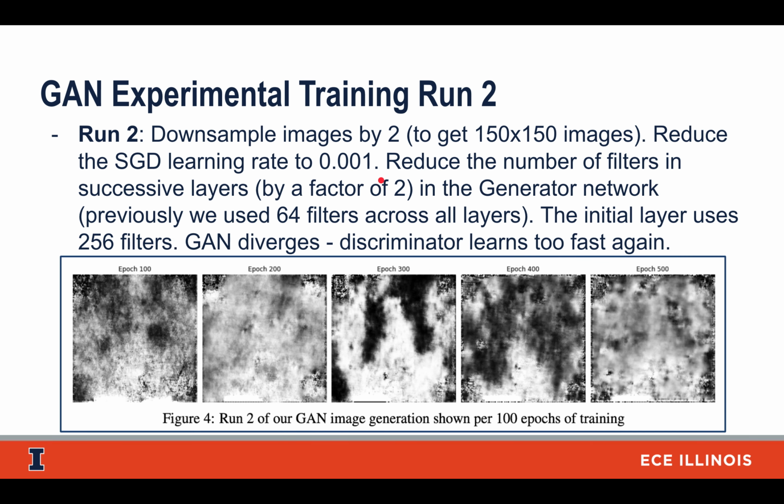In the second run, we downsample the images by 2. We reduce the SGD learning rate to 0.001, and we reduce the number of filters in successive layers in the generator network. Again, this GAN diverges because the discriminator learns too fast.